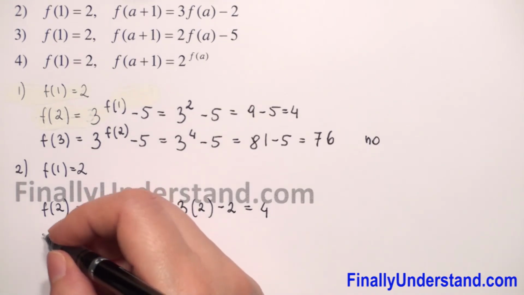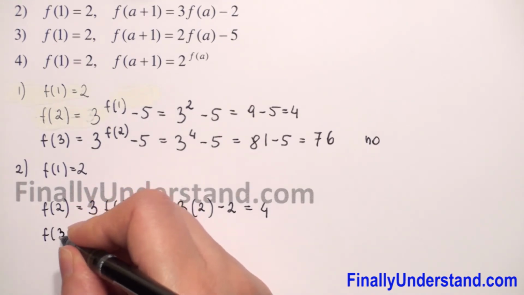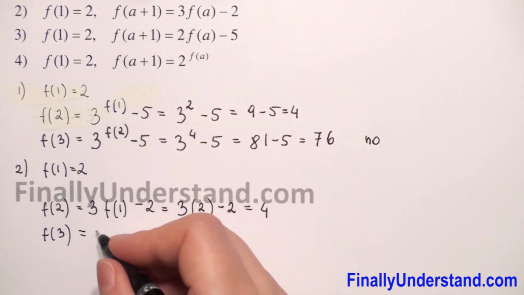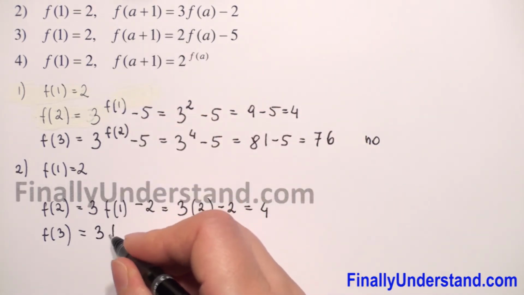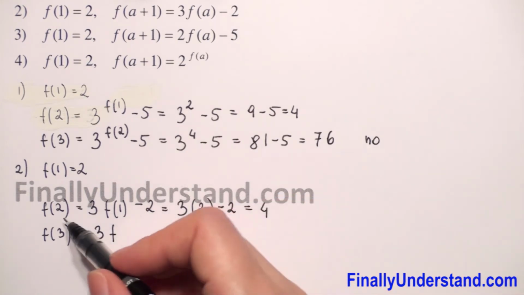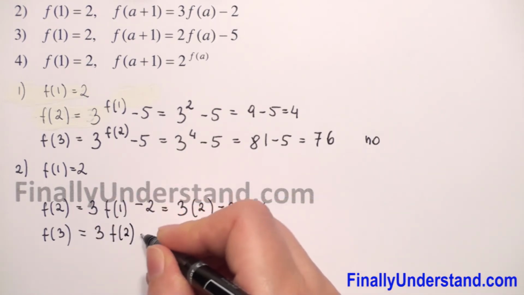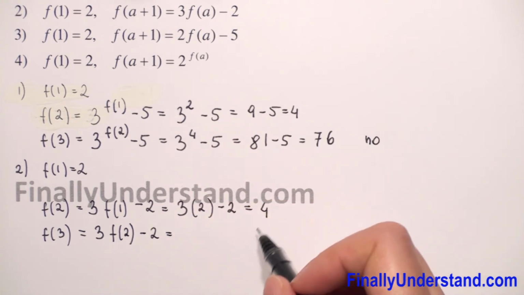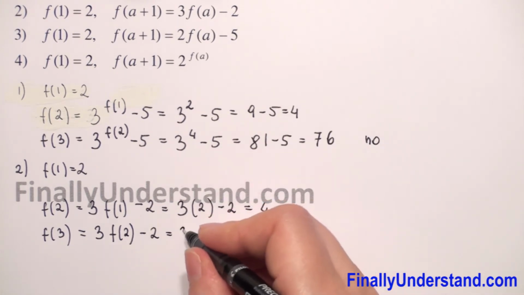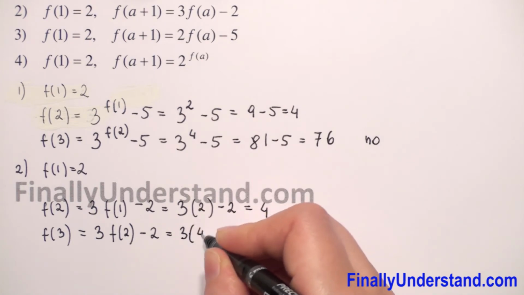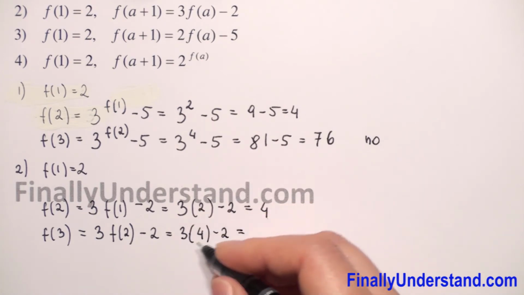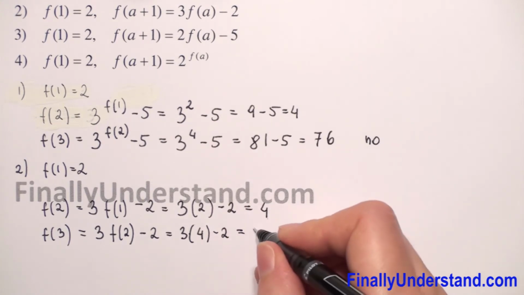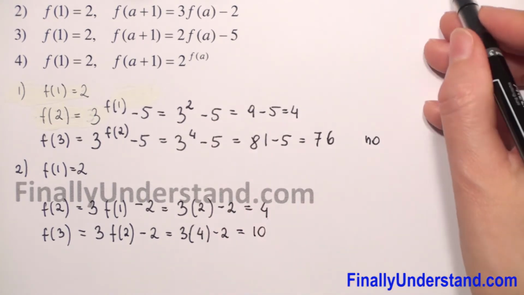So we now have to check the third term. What will it be? We use the same formula. 3 times f, the term before is f of 2, minus 2. So this is equal to, f of 2 we calculated is 4, so we have 3 times 4 minus 2. First we do the multiplication, 12, minus 2 is 10. The third term is the same.